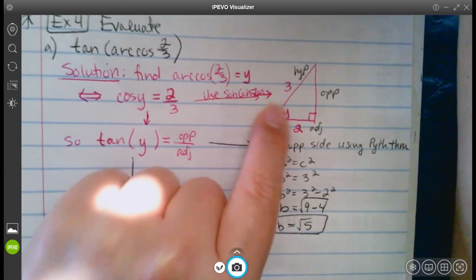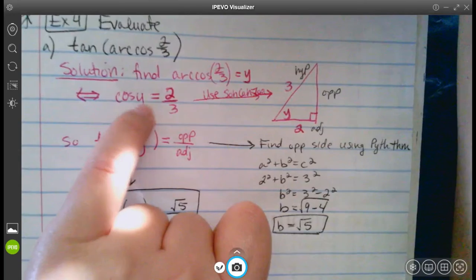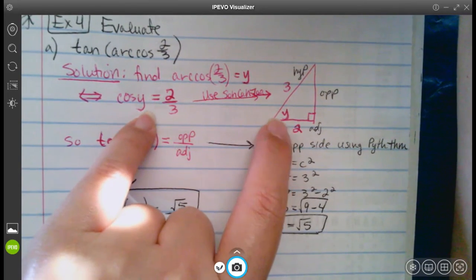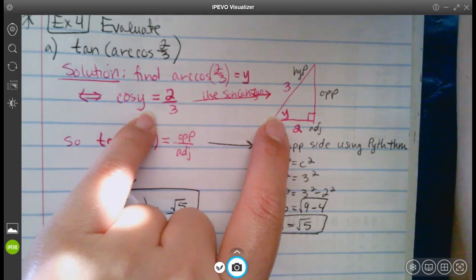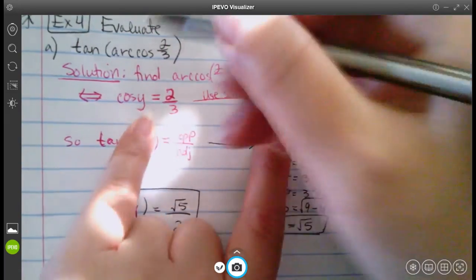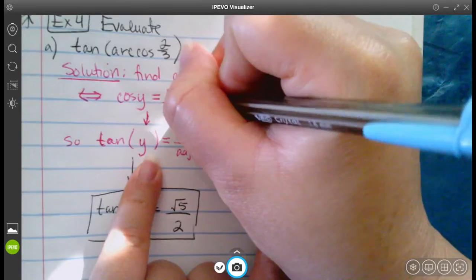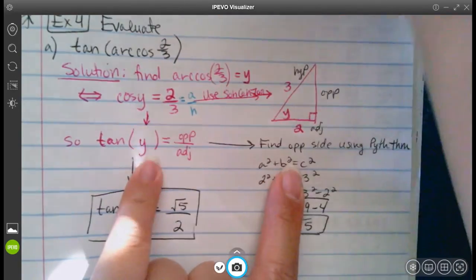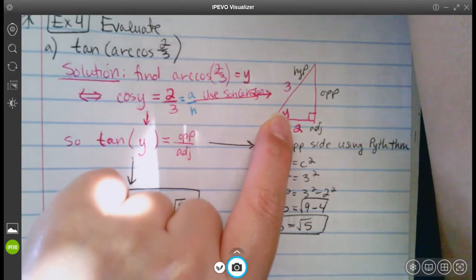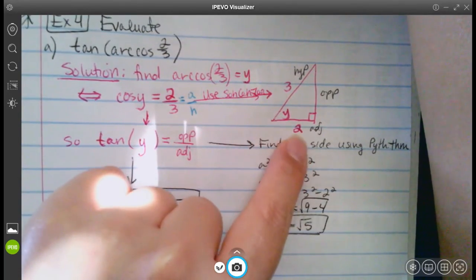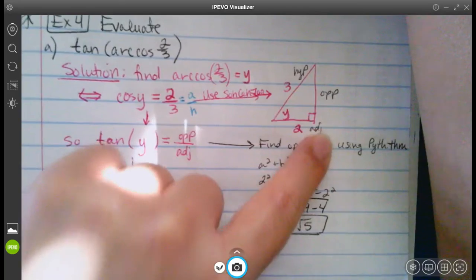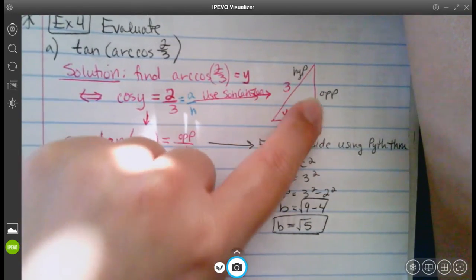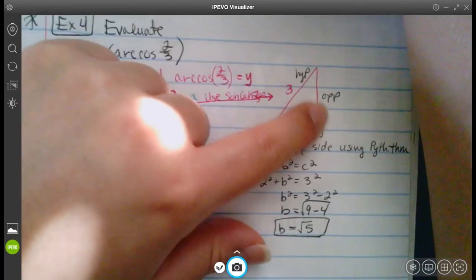So that's what I did here. Remember that this is read as an angle, so I have my angle y. And I know that cosine is equal to adjacent over hypotenuse. So if you want, you can write that here. This is equal to adjacent over hypotenuse. So I just labeled everything. Here's my adjacent side, here's the hypotenuse, here's the opposite. And with that in mind, I can go ahead and use the Pythagorean theorem to find this missing piece right here.